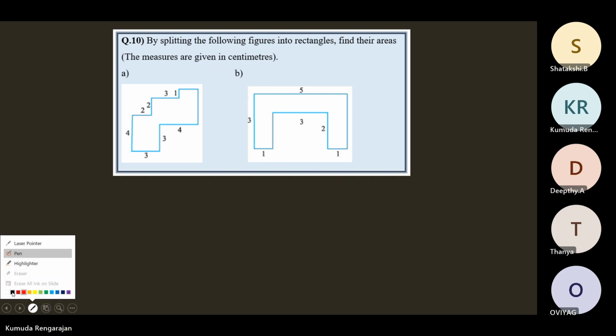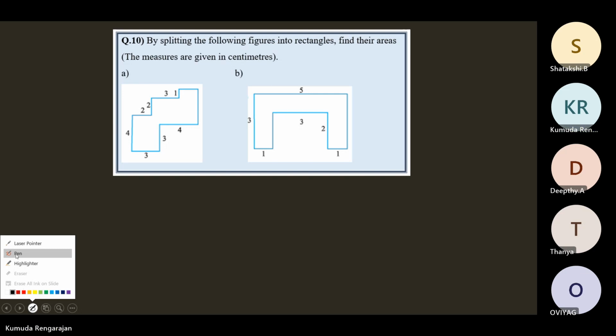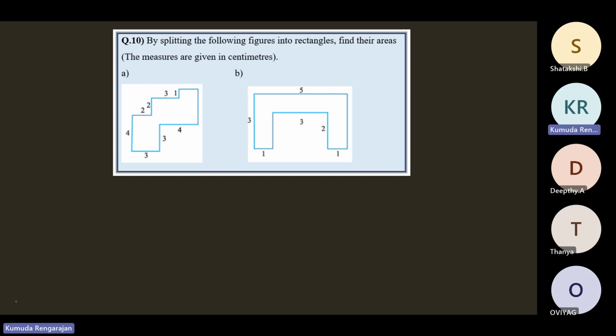All right, children. So today is a different concept. Let's learn how to find the area of composite figures. Composite figures mean a figure made up of two or more figures, a figure made up of two or more plane figures. Okay, so see this one.